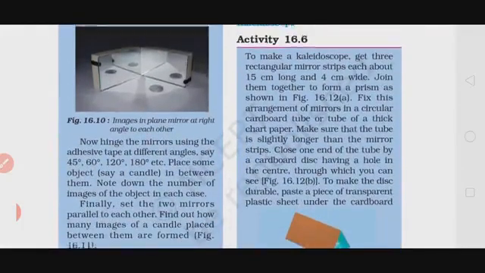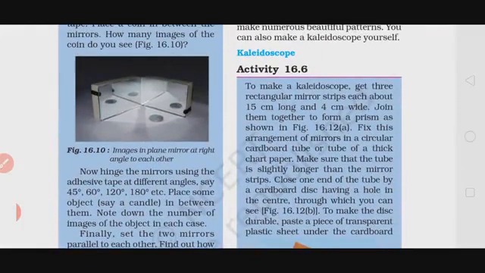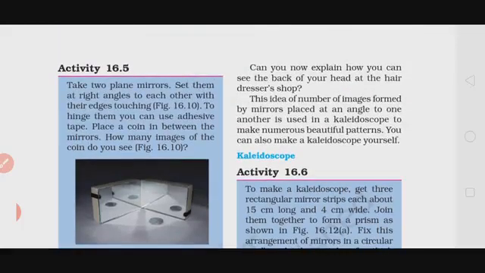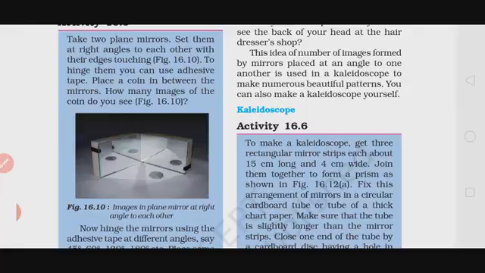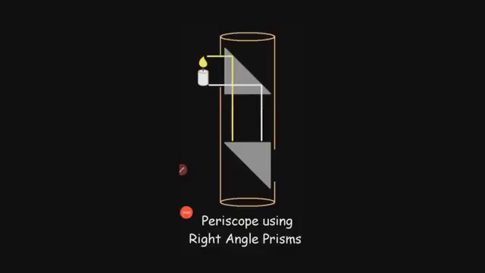Let me discuss some of the devices: one is the kaleidoscope, and the second one is the periscope. There is a device which is used to see images which you cannot see directly with your eyes. That's known as a periscope. And this periscope uses the concept of multiple reflection.